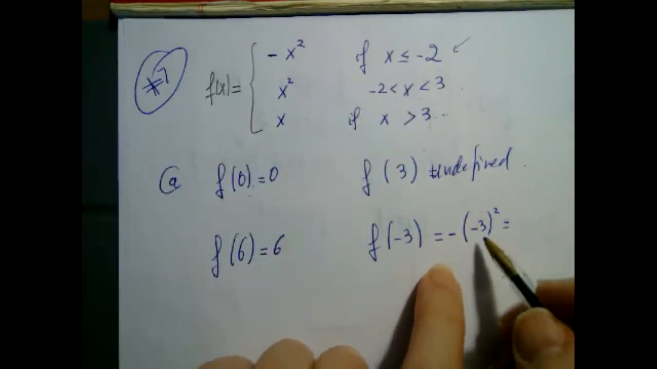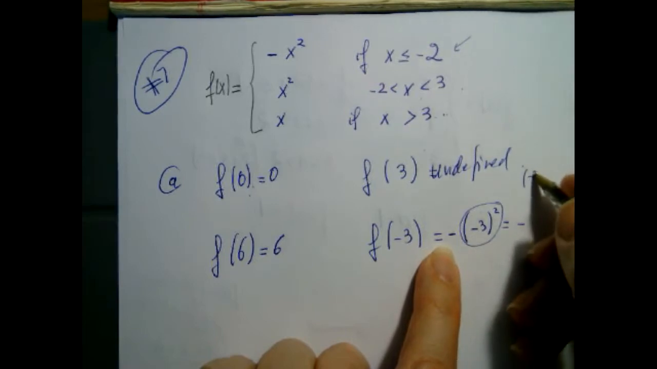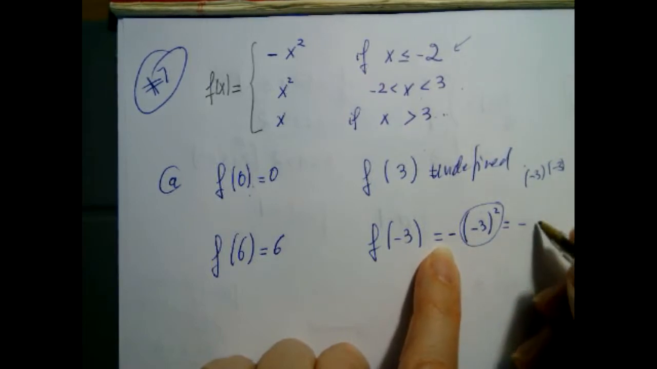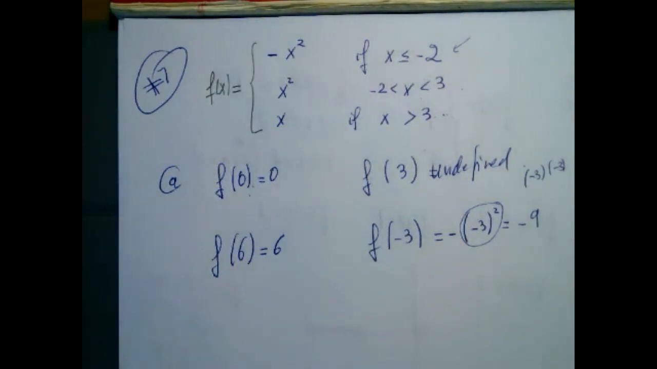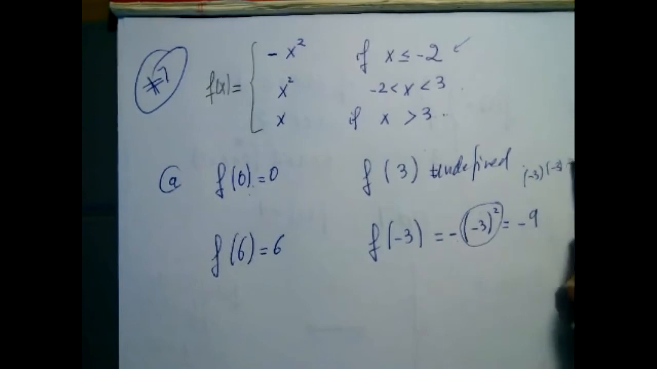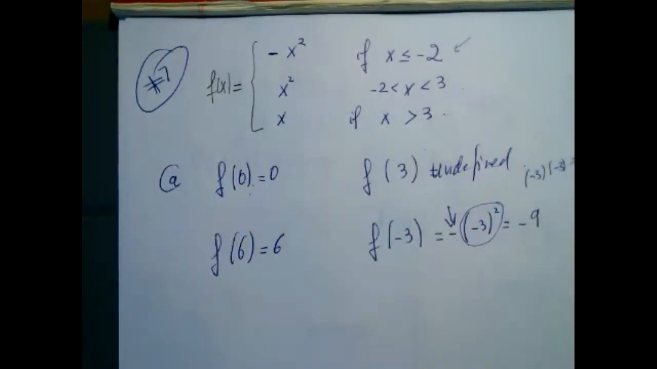Now let us be careful. Minus 3 squared means minus 3 times minus 3. It means it's a 9. So the answer is minus 9. It's not a positive 9, because we have to be careful. Minus 3 squared means minus 3 times minus 3, which is positive 9. And I have the minus from here giving me a negative 9.